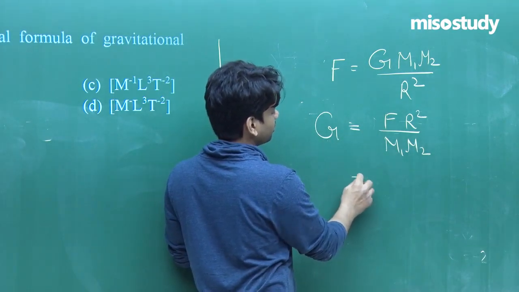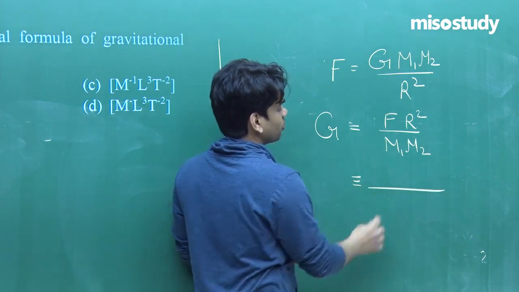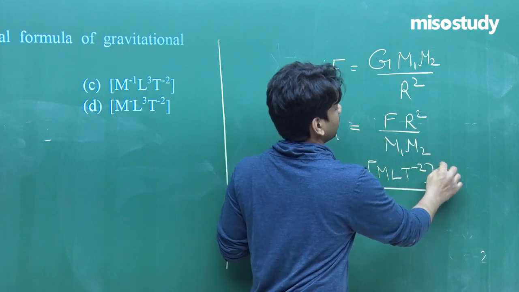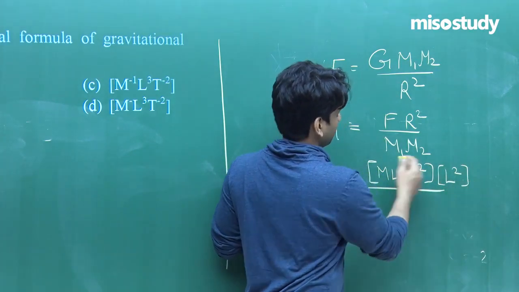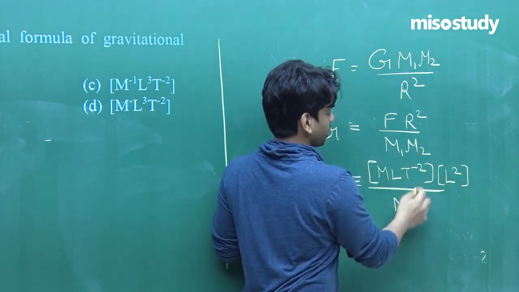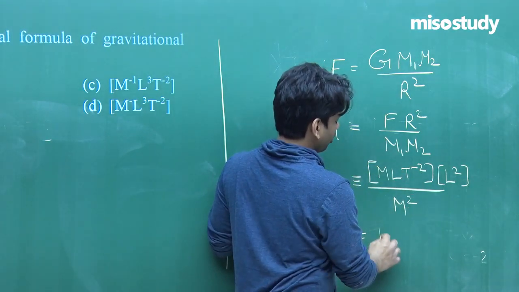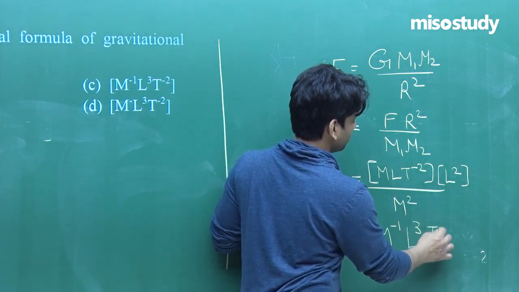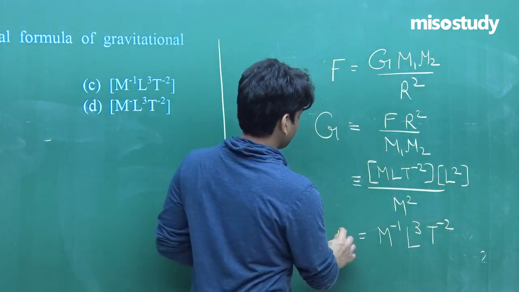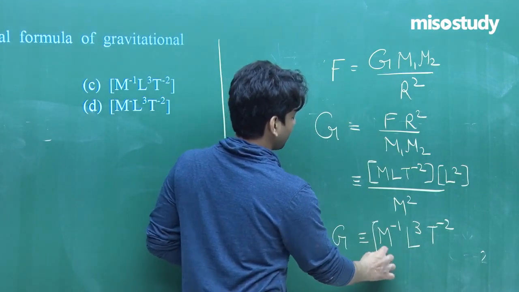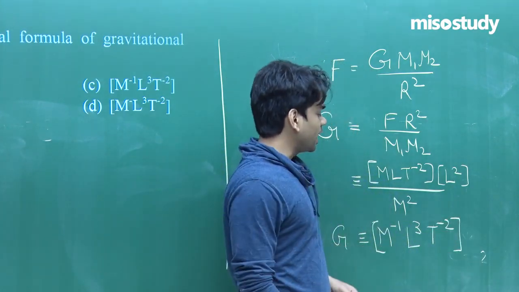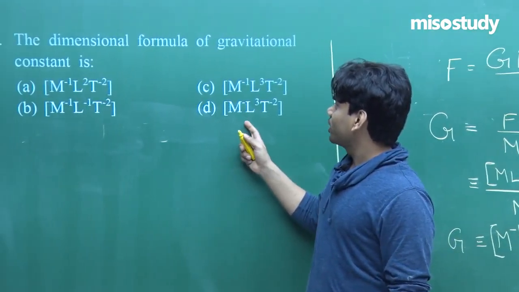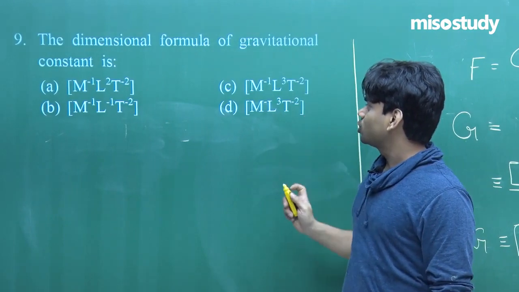Now dimensionally, if I write everything, F has dimensions M L T to the power minus 2, r has L to the power 2, and the masses give M into M, so M power 2. Overall, we will be having M power minus 1, L power 3, T to the power minus 2. This is the value for the gravitational constant's dimensional formula: M power minus 1, L to the power 3, T power minus 2.